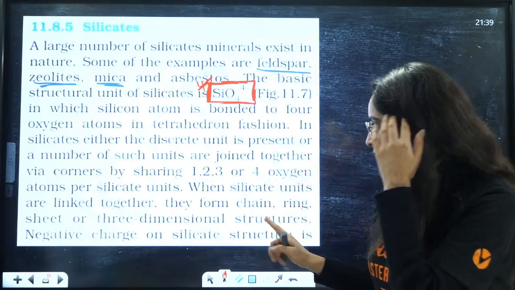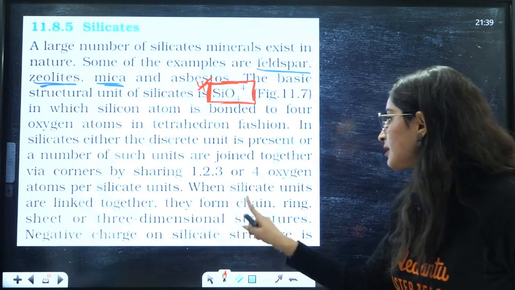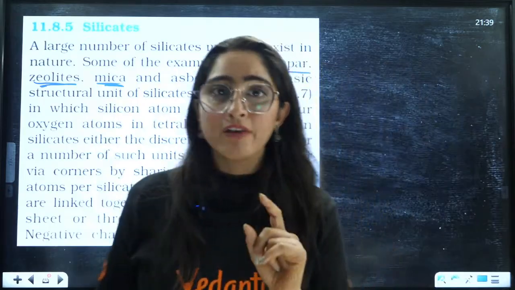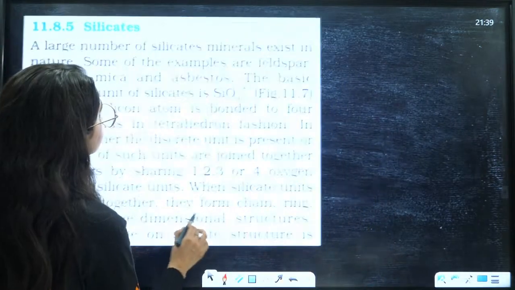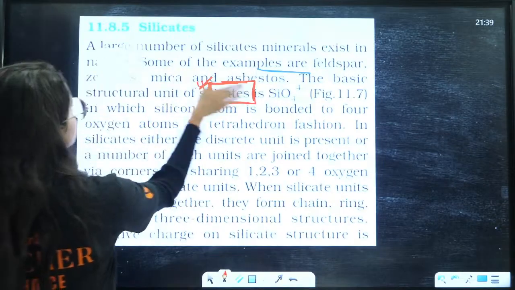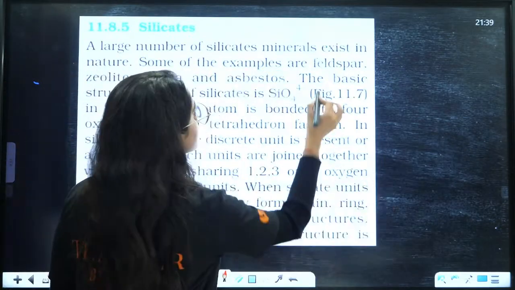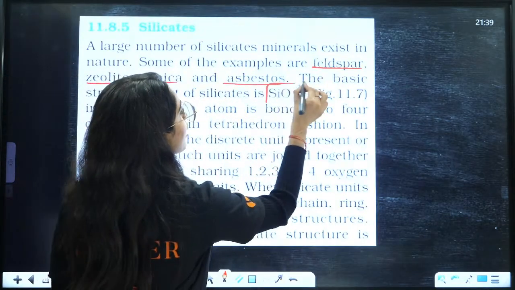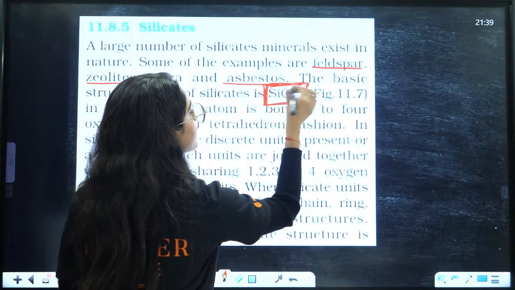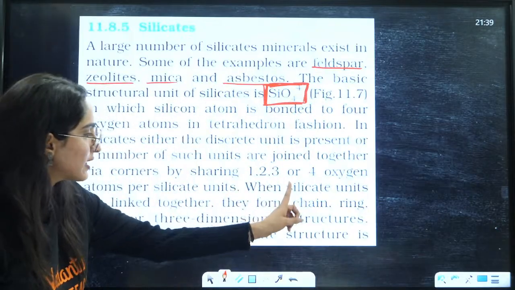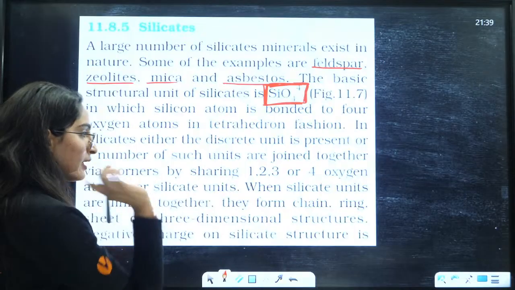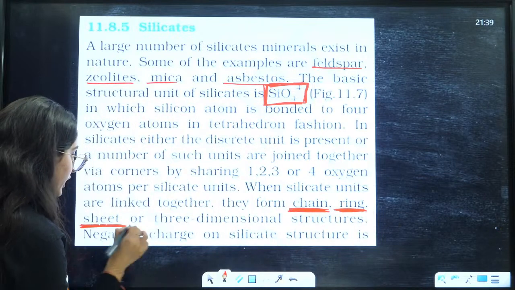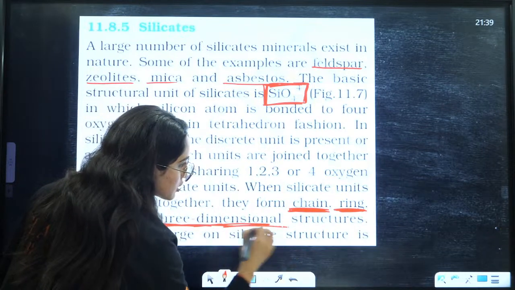I'll tell you what else is important here. When silicate units are linked together, they form chain, ring, sheet. A very, very important line. First important thing is feldspar, zeolites, mica, and asbestos. Then you have the repeating unit, very, very important. Then you have this line: when silicate units link together, what will they form? They can form a chain. They can form a ring. They can form a sheet. They can form three-dimensional structures.